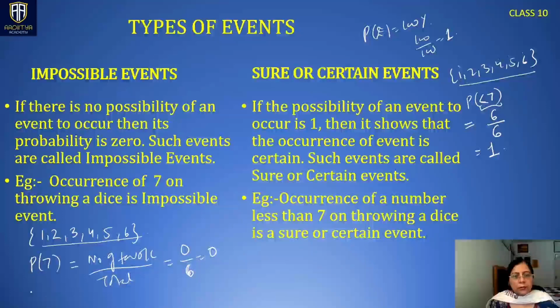That is why it is called a sure or certain event. Right? These are the two extreme cases. But in a practical scenario, the probability of any event lies between these two. The probability of any event is greater than or equal to 0 and less than or equal to 1. That means 0 is the least possible value for the probability and 1 is the maximum possible value for the probability of any event.